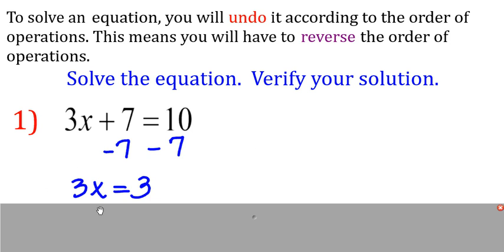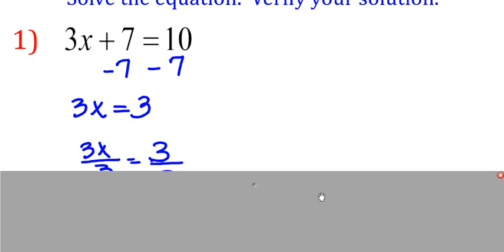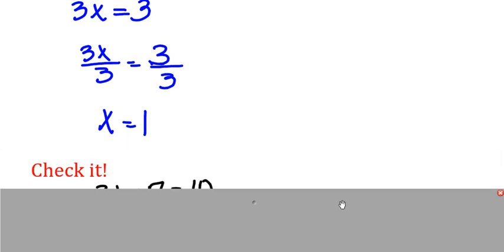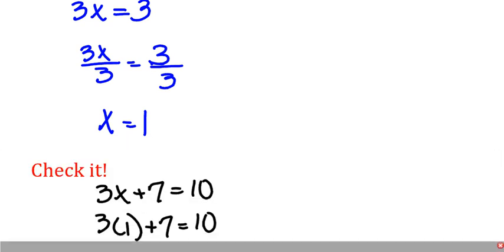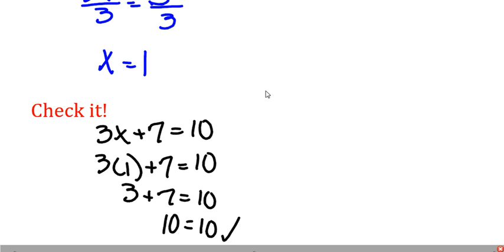Then we had the multiplication, and we're going to undo that. To undo multiplication, that's division. So we divide each side of the equation by 3. Therefore, x equals 1. Now we always want to verify that this really is the correct value for x that makes this equation true. So we're going to substitute the value into the equation and make sure we get a valid statement. We substitute the 1 in for x, so 3 times 1 is 3. Then add the 7, 3 plus 7 is 10. That's a balanced equation, so this is the correct value of x that makes that equation true.